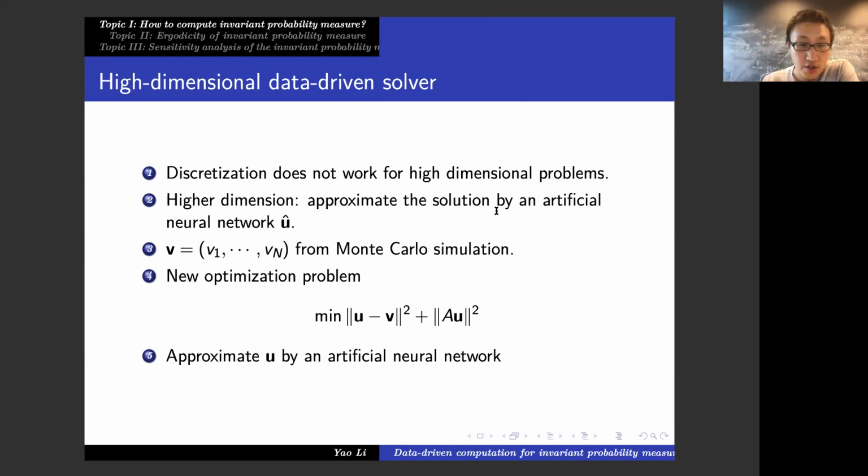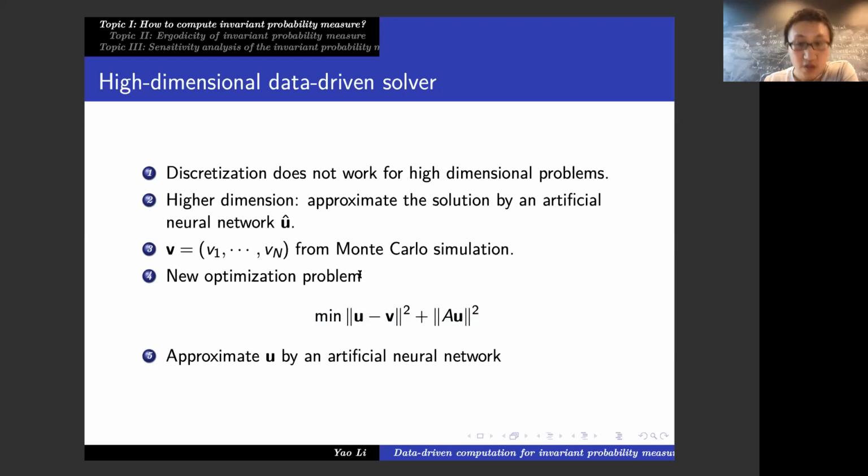Well, the answer is that we twist the constrained optimization problem a little bit, such that it becomes the minimum of the solution minus data plus the discrete operator acting on the solution, squared. Okay, so that's the new optimization problem, and actually we can prove that the linear algebra version of this new optimization problem has a similar convergence result.